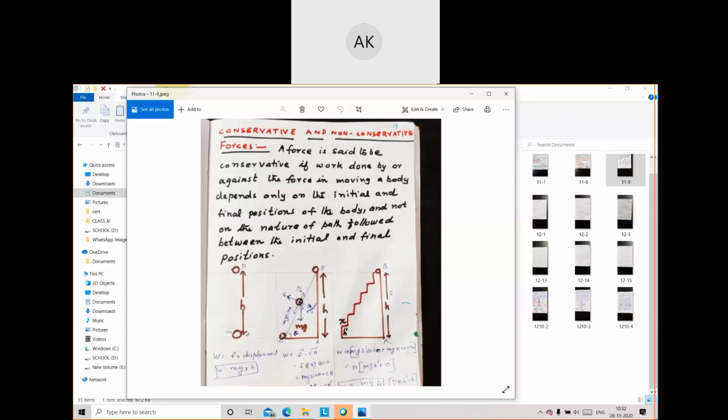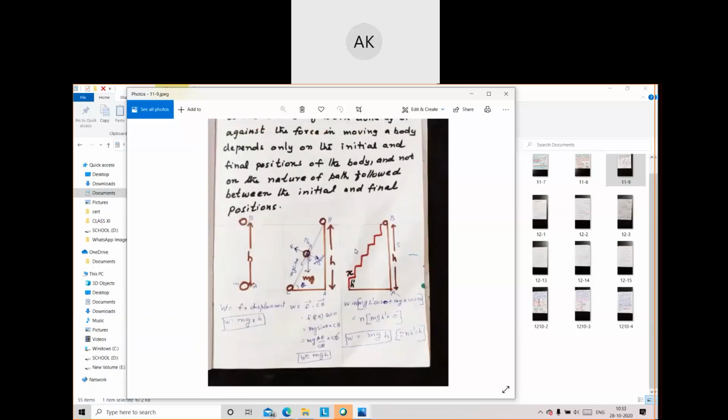So we have seen it here. The work done to take the body from one position to another does not depend upon the nature of the path selected. It depends only on the initial and final positions of the body. Such a force is known as a conservative force. So what we have proved here is that gravitational force is a conservative force.